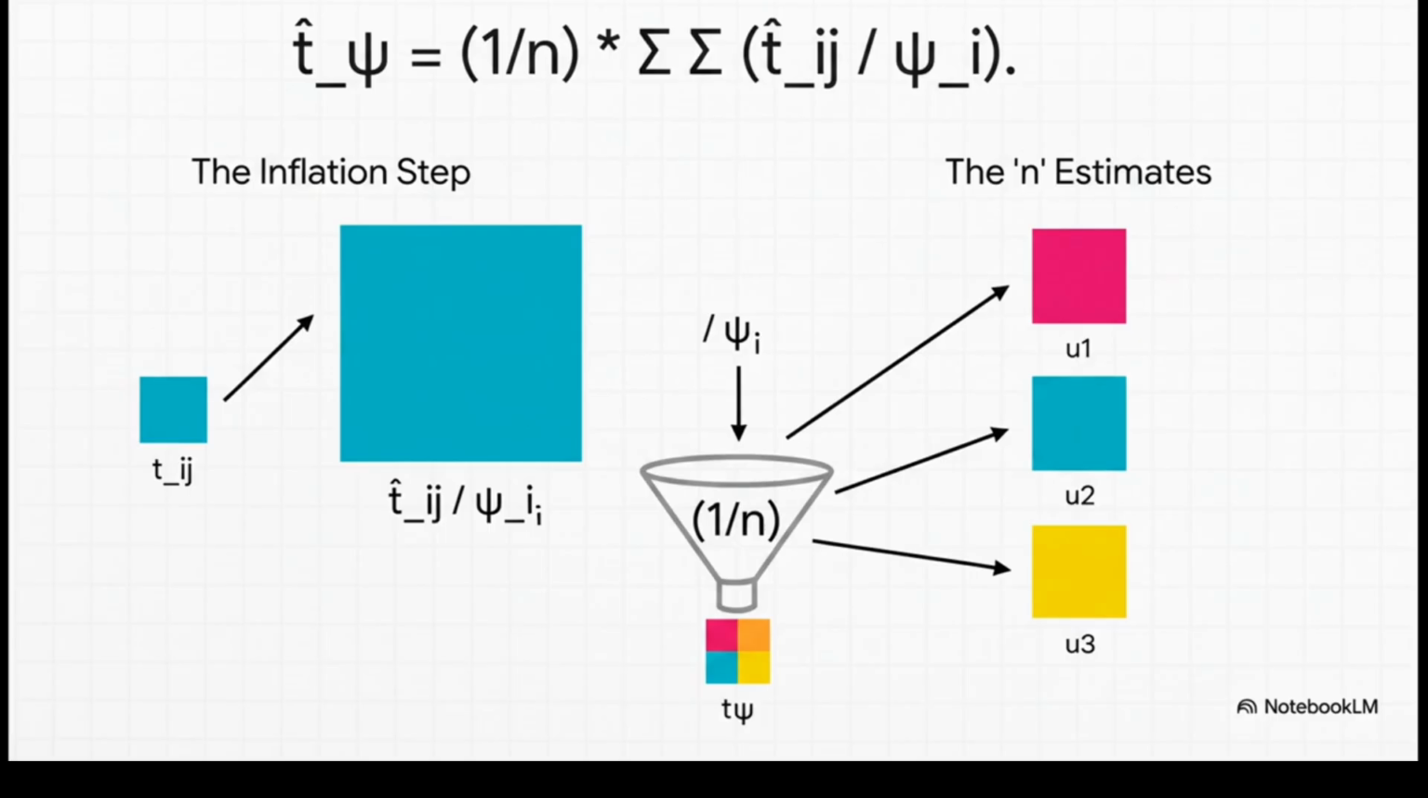Let's walk through it. That 1 over n out front, that just means we're going to average n different things. The really important part is what's inside the sum. We take our estimated total for a group, T hat ij, and we divide it by psi i, which is the probability that we picked that group in the first place. This division is the real magic trick. It's what we call an inflation step. If a group was really unlikely to be picked, its data gets a bigger weight. If it was a common group, it gets a smaller one. This is how we correct for the bias from our sampling method. You do that for each of your n selections, average them all up, and that's your best guess for the total.